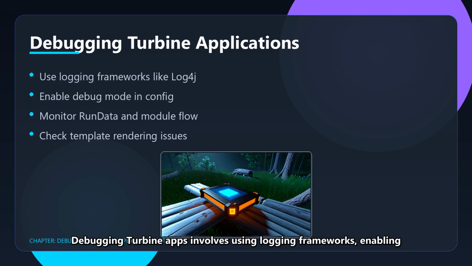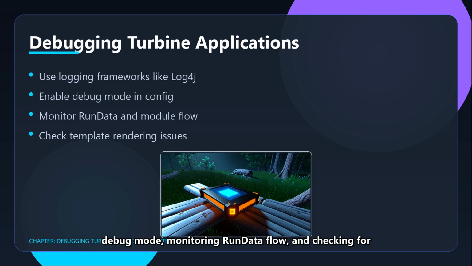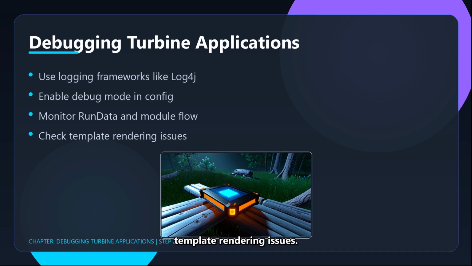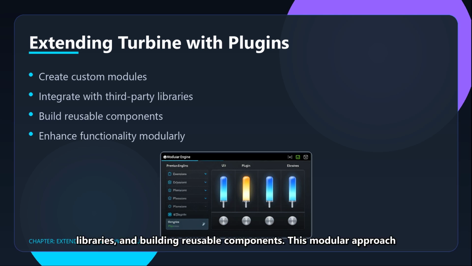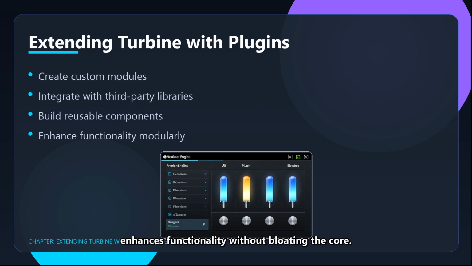Debugging Turbine apps involves using logging frameworks, enabling debug mode, monitoring RunData flow, and checking for template rendering issues. Extend Turbine by creating custom modules, integrating third-party libraries, and building reusable components. This modular approach enhances functionality without bloating the core.